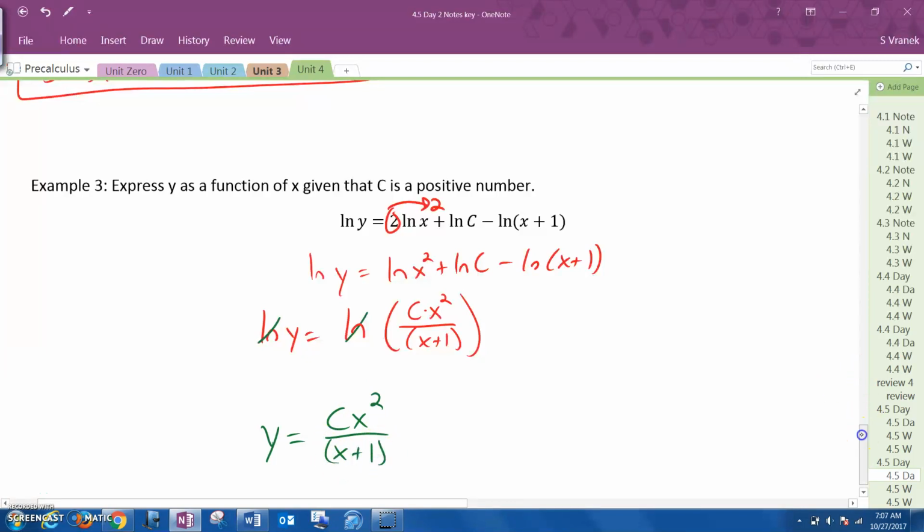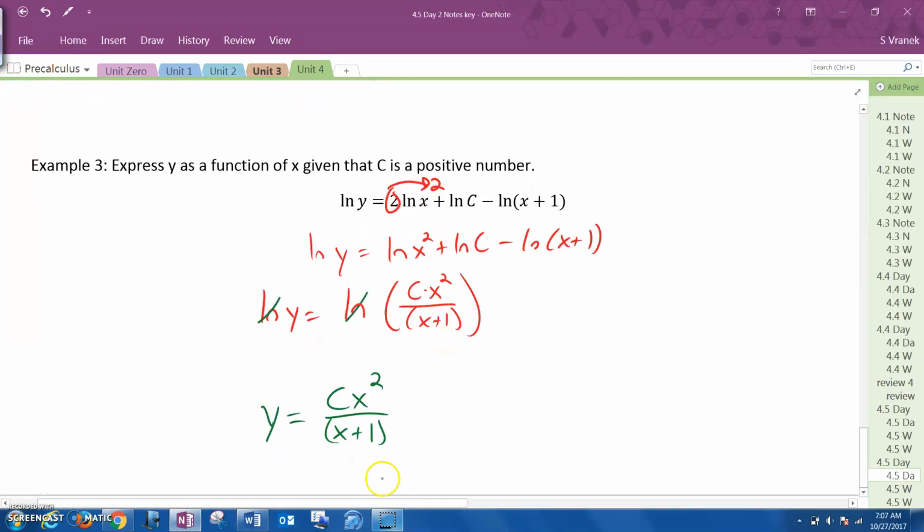And that's it. So that's using our log properties again. More manipulation of logarithms. And then tomorrow we're going to do more equations. I'll see you then.